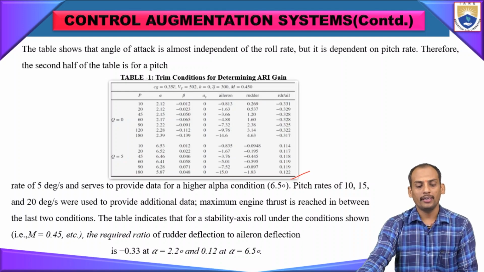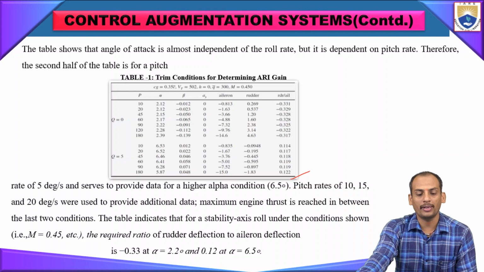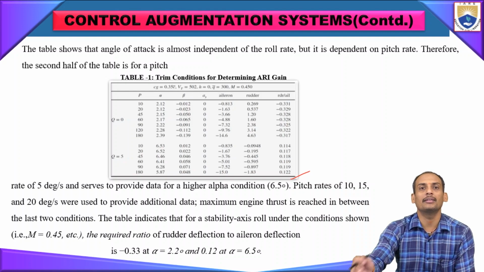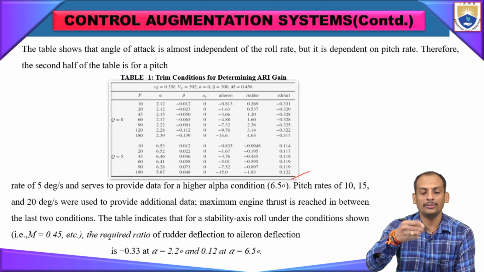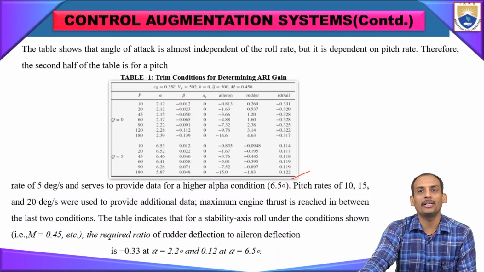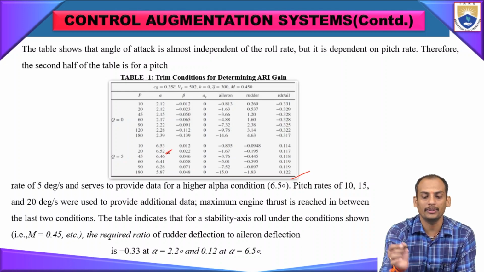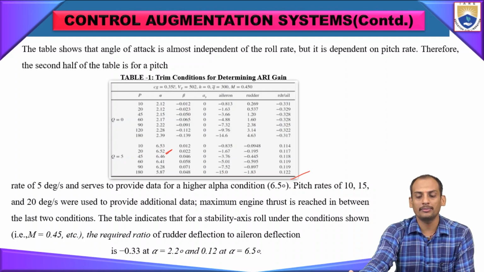If the pitch rate is 5 degrees per second, that subset provides a higher alpha angle, 6.5 degrees, that we are getting for alpha. So pitch rates of 10 and 15 will be used to provide additional data. That depends upon the maximum engine thrust reached between these last two conditions.